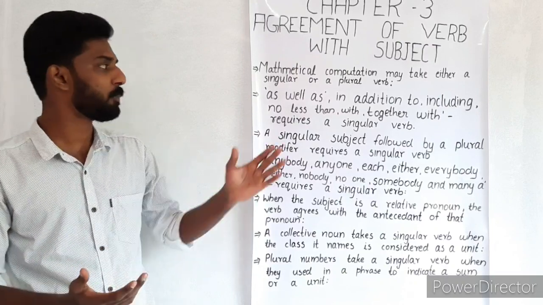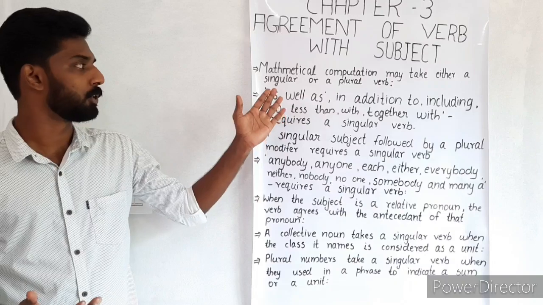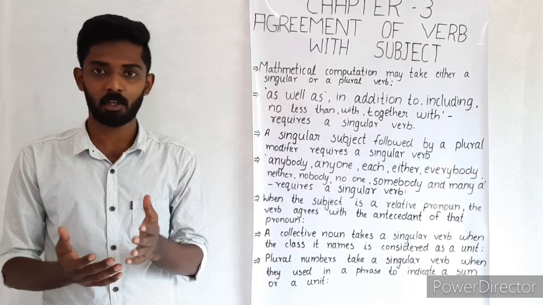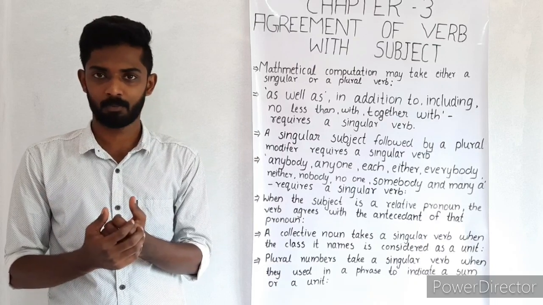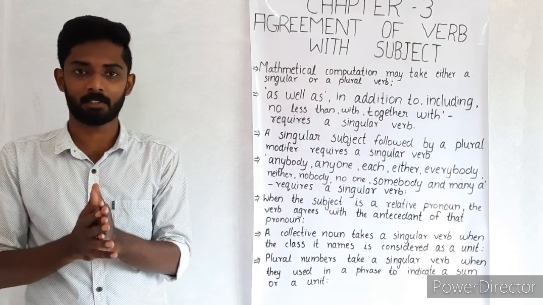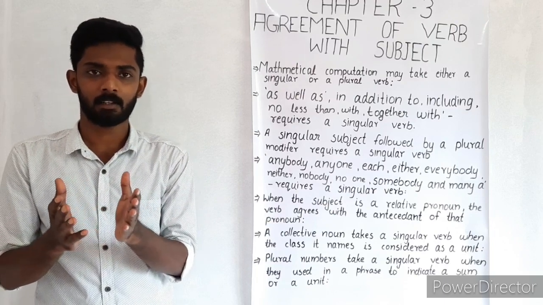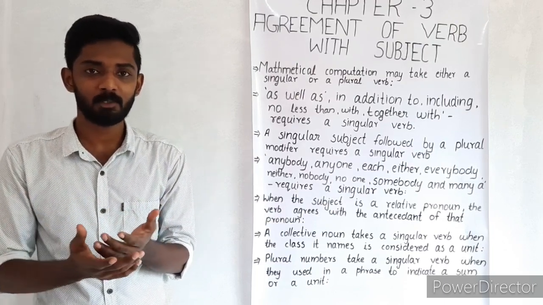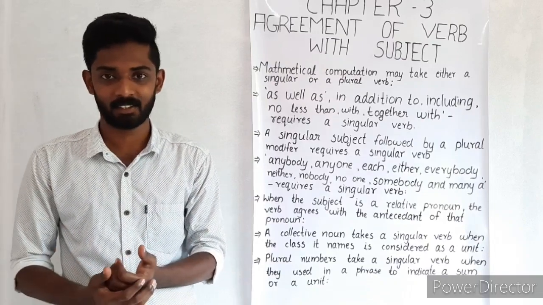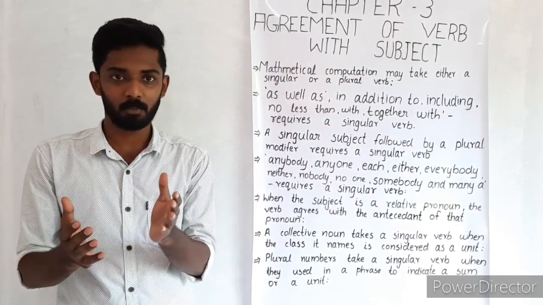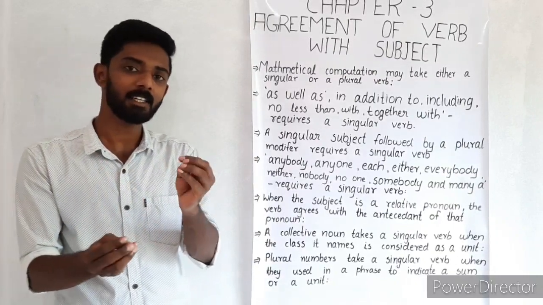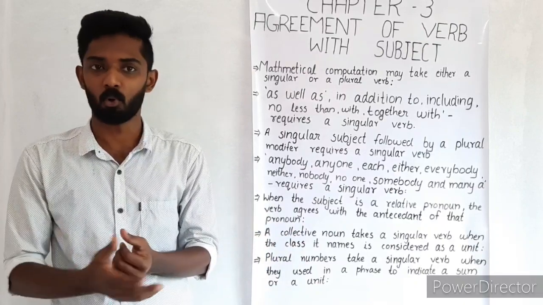The first topic which I am going to discuss with you is that mathematical computations may take either a singular or a plural verb. You might wonder what kind of things these are. It is like the examples 2 times 3 is 6, or else 4 and 4 are 8, which means it is a mathematical computation, so it can take either a singular or a plural verb.